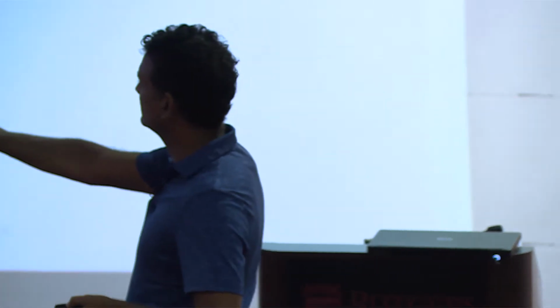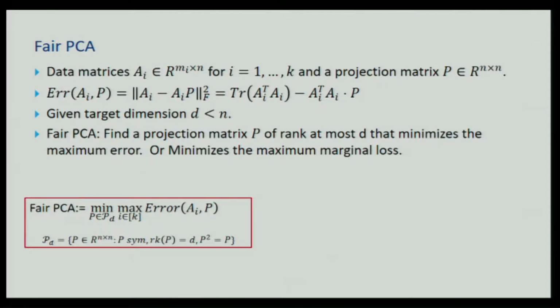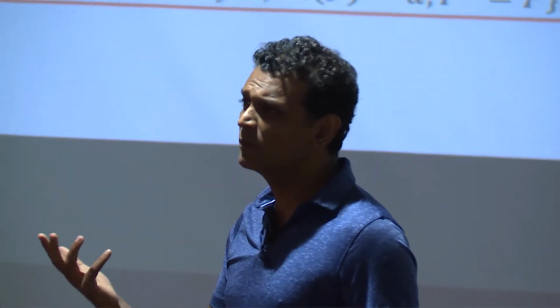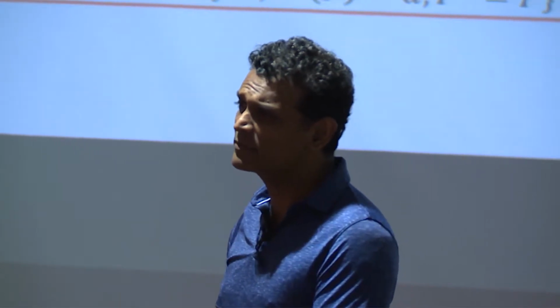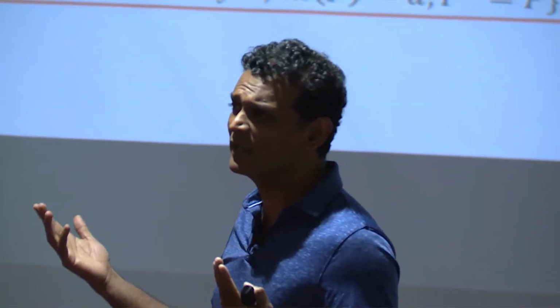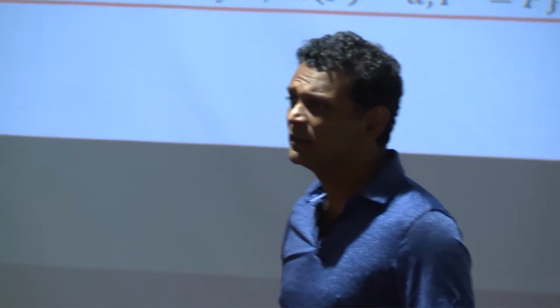So here is the fair PCA problem. You want to minimize the maximum error, whatever error is defined as, over these different groups, where you're picking a projection matrix so that its square is itself, its rank is d, and it's symmetric. That's the goal. Why not have a different model for each group? Because I want to pick one d-dimensional subspace. At the end of the day, that's where I'm going to run my algorithms, whether it's nearest neighbor or clustering or what have you.